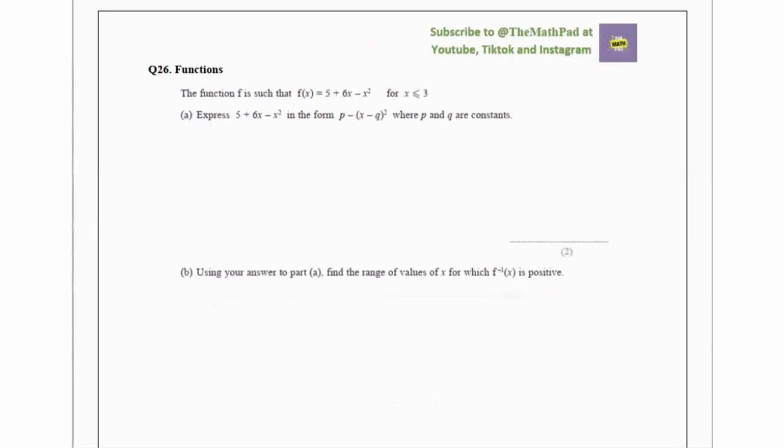Question 26 says the function f is such that f of x equals 5 plus 6x minus x squared for x less than or equal to 3. Express 5 plus 6x minus x squared in the form p minus (x minus q) whole squared, where p and q are constants. I specifically chose this question so that I could address the completing the square method and how to convert a quadratic equation into its inverse form.